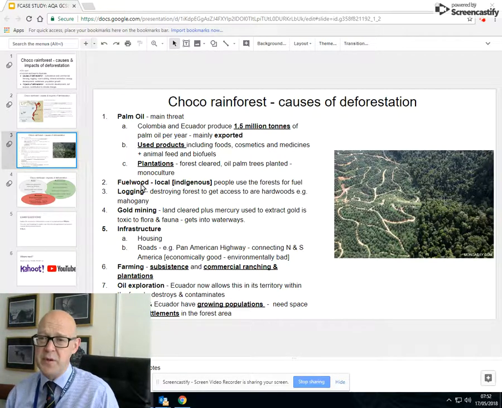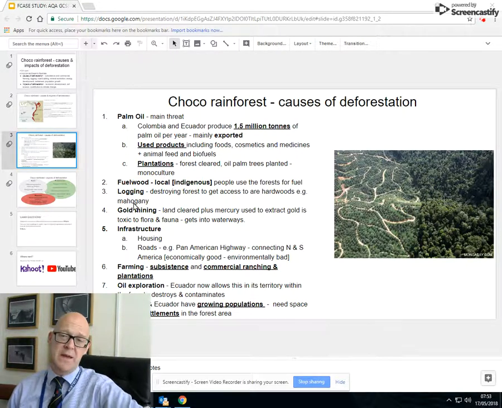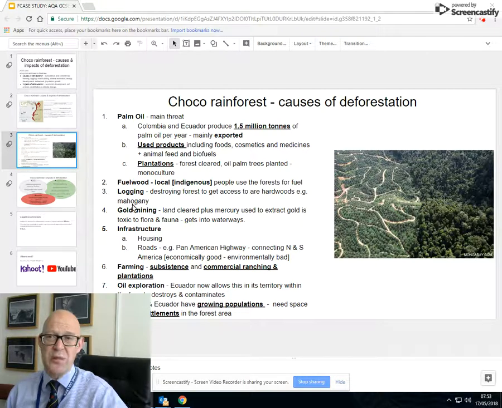Fuel wood, people need to burn fuel to cook. Fuel wood is a really big need. So that's a local subsistence need. Okay, palm oil commercial, fuel wood local need. Logging, commercial, big trees like mahogany are used for high-end furniture. So of course that earns export dollars because when a company exports something from a country, the government will tax it.